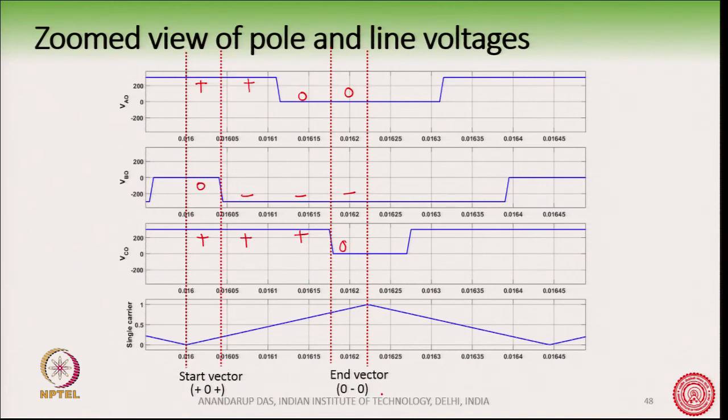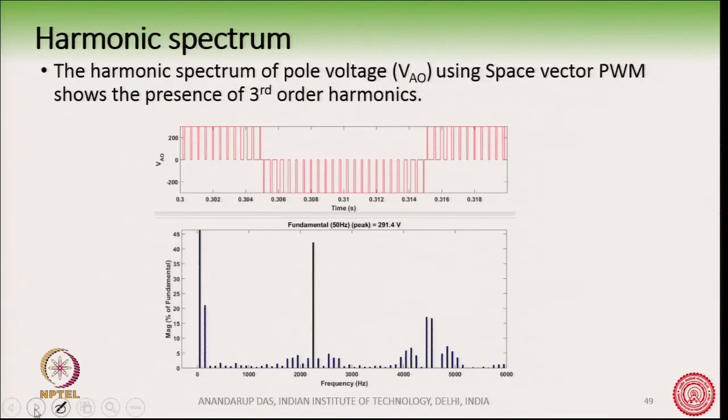But what is important to note here is that the duration of the start vector is equal to the duration of the end vector. These durations are equal. This is what makes space vector PWM. The start and end vectors are of equal duration of time. Both are again the pivot vectors with two different multiplicities, but they are of equal duration. So, that makes it space vector PWM.